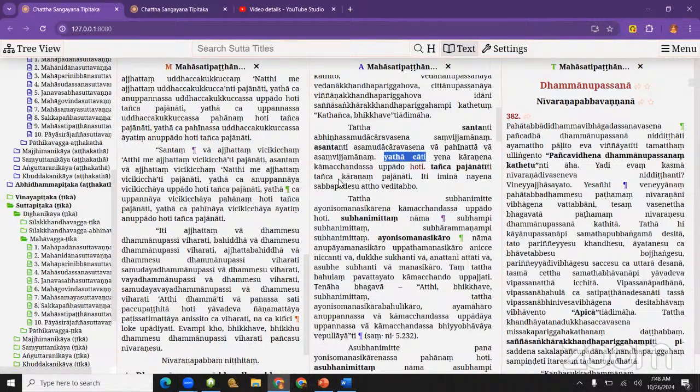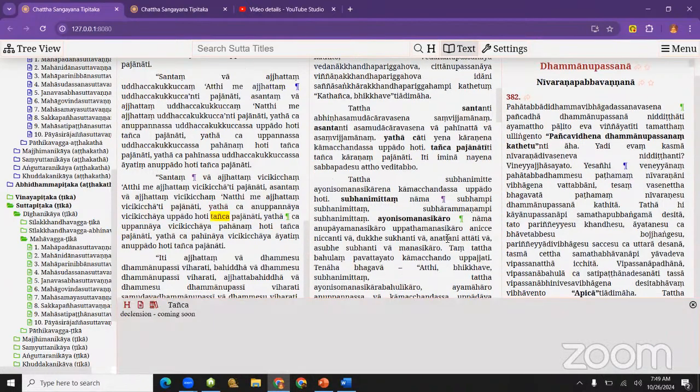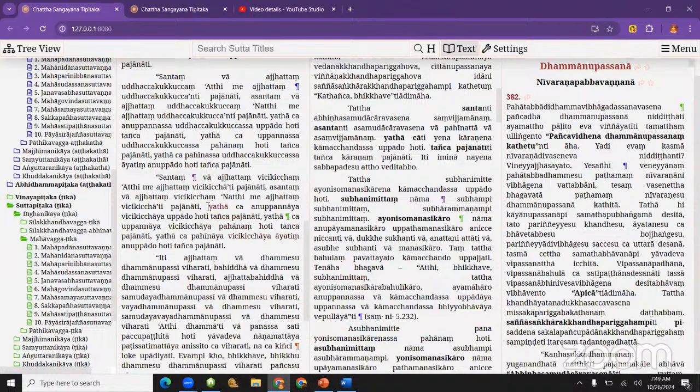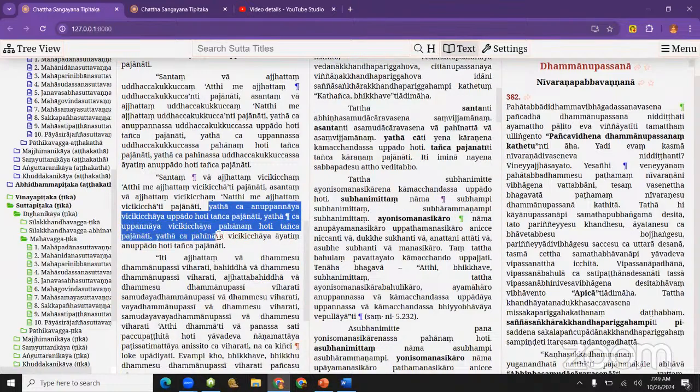Let's move to the last one. Vichikichaya upado hoti tancha pajanati. So then this yatha, you can see, is in three places. Yathacha anupannaya vichikichaya, and then yathacha uppannaya vichikichaya, then the second one, and then yathacha pahinaya vichikichaya. So in three places Buddha mentioned this yatha. So they are explaining this way. What is the way of explanation? So then what is this yatha?